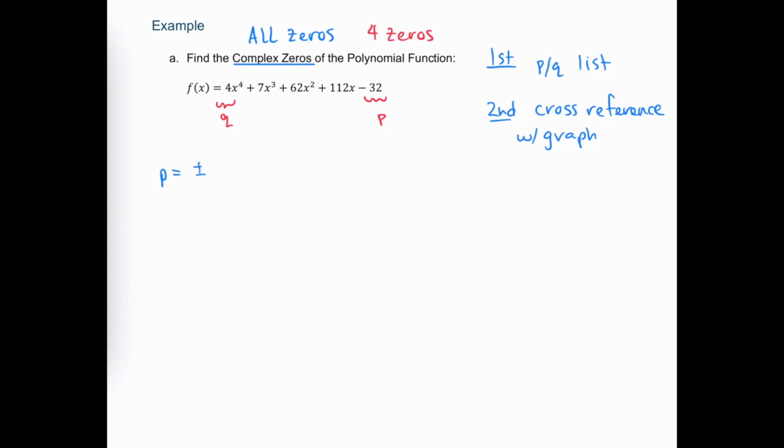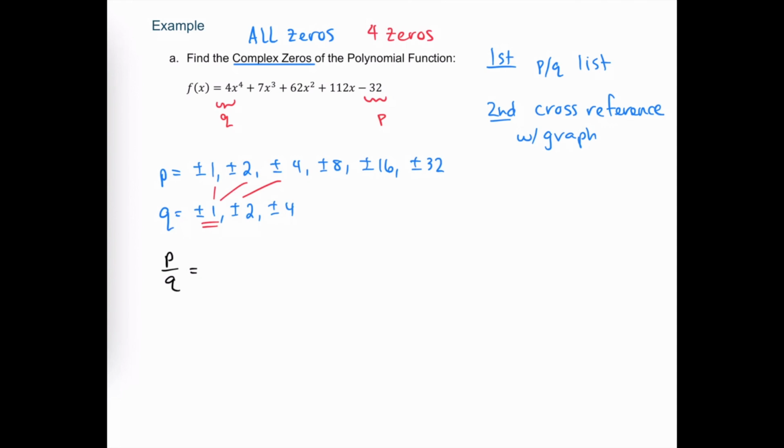All the factors of P are plus or minus 1, plus or minus 2, plus or minus 4, plus or minus 8, plus or minus 16, and plus or minus 32. All the factors of Q are plus or minus 1, plus or minus 2, plus or minus 4. And we need to consider all possible combinations of every factor of P over every factor of Q. We start with the first factor of Q and write all factors of P over it.